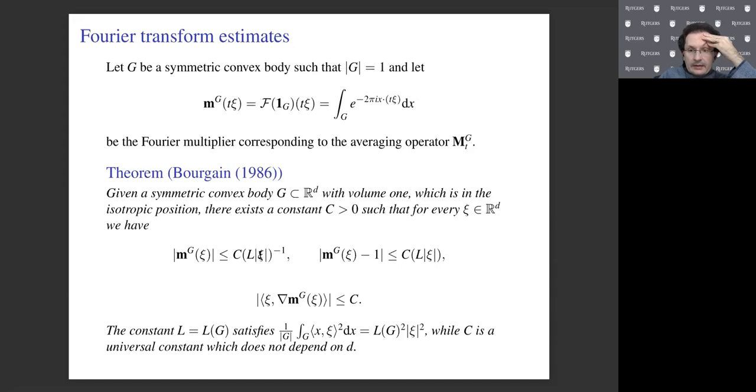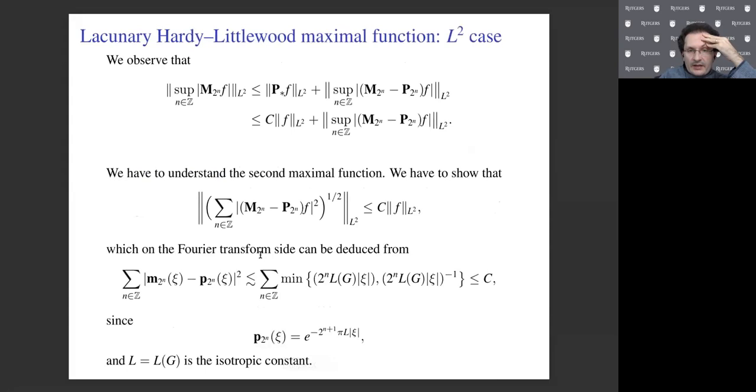And so now let me show you how this can be combined with the estimates for the Poisson semigroup to derive the dimension-free estimates. Let's focus our attention for a moment on the lacunary version of our Hardy-Littlewood maximal operator. So we want to estimate the following maximal function.